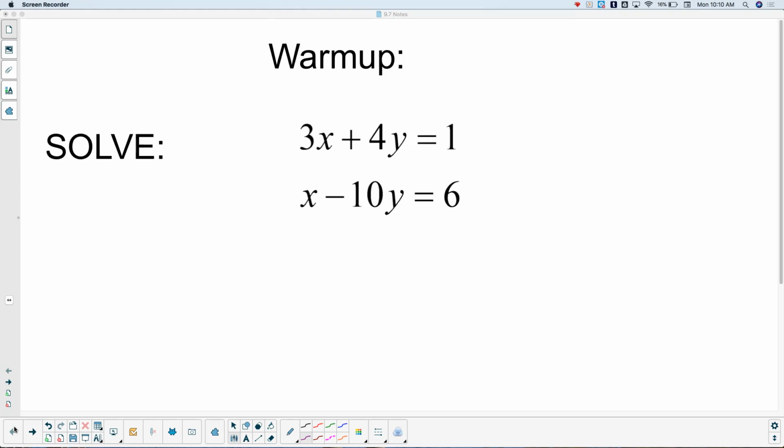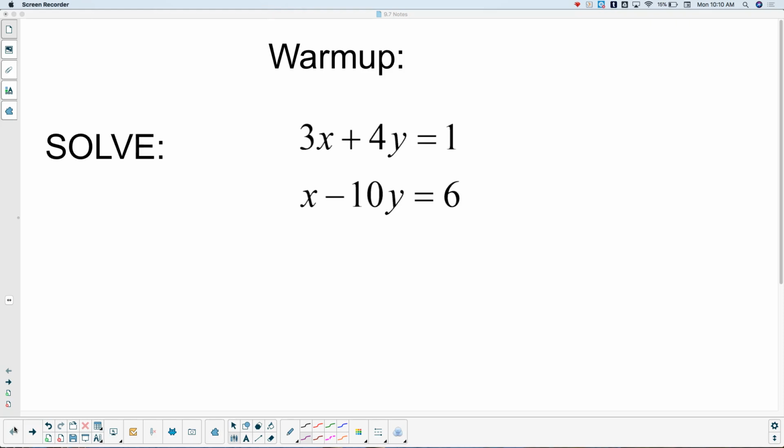So, if we were graphing, what would we have to do? Put it in y equals mx plus b form and plot it. Plot it, and then what are we looking for? Where the two lines intersect. Yep, because they're both lines. Love it.